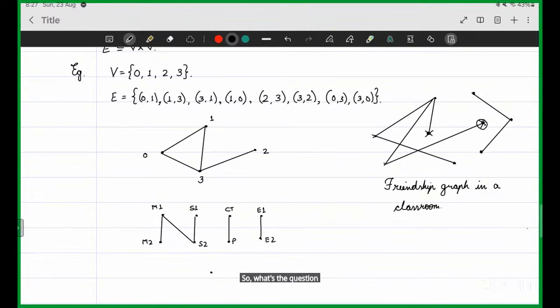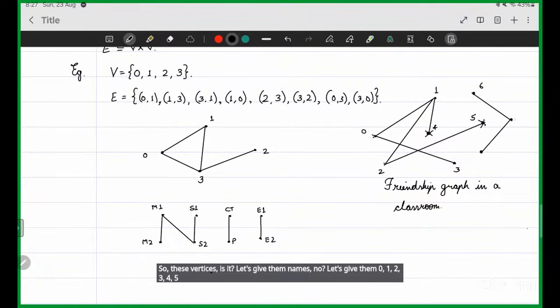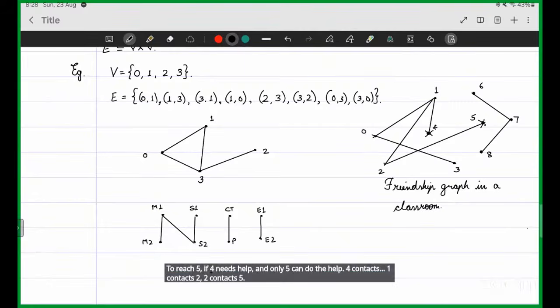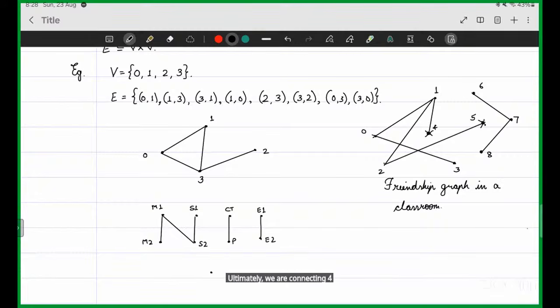So what's the question? Sir, my question is, suppose the two crosses you made here, the paths, these vertices, let's give them names: 0, 1, 2, 3, 4, 5, 6, 7, 8. Okay, now 4, 5 are not connected, right? To reach 5, if 4 needs help and only 5 can do the help, 4 contacts 1, 1 contacts 2, 2 contacts 5. Ultimately, we are connecting 4 and 5, right? After the contact happened, we are connecting 4 and 5 because now 4 and 5 are in direct contact.